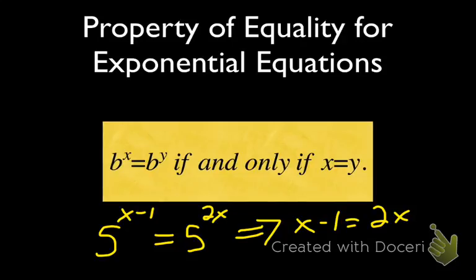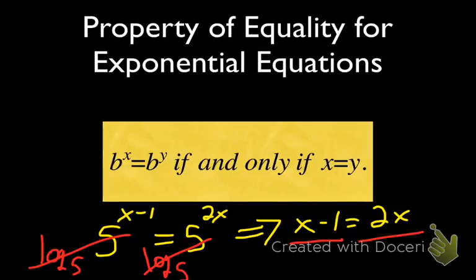If I had the same equation, 5 to the x minus 1 equals 5 to the 2x, and I took the log base 5 of both sides, notice what would happen. The 5s and the logs are gone, so I end up with x minus 1 equals 2x that way too. So you can either memorize the property or algebraically it'll fall out the same way.